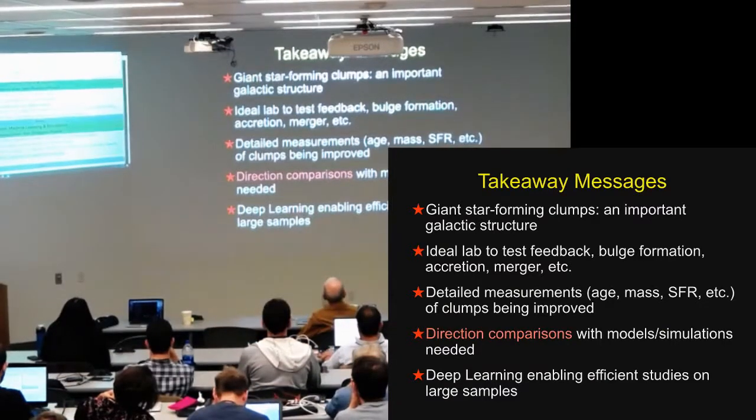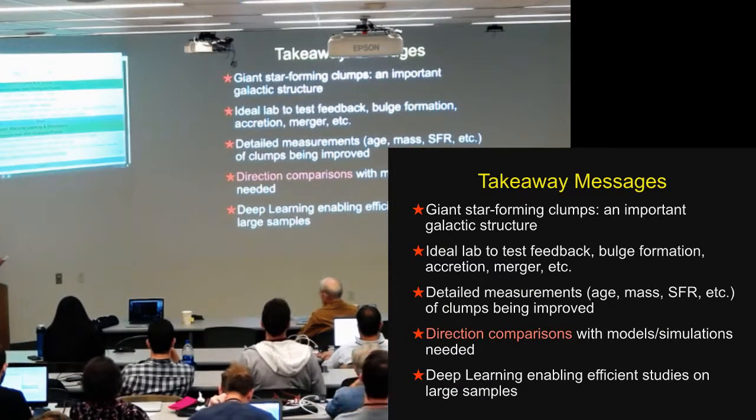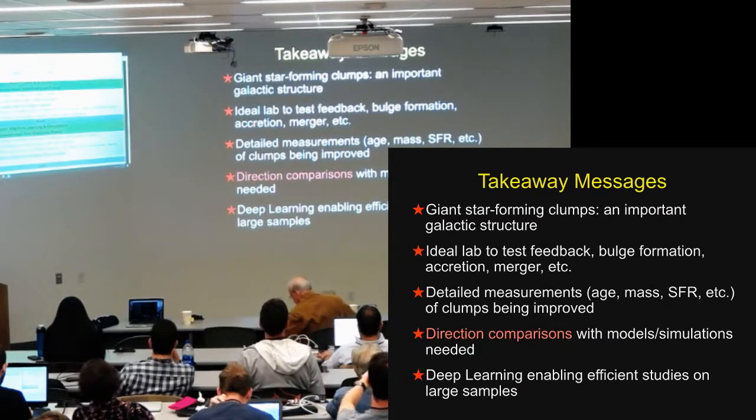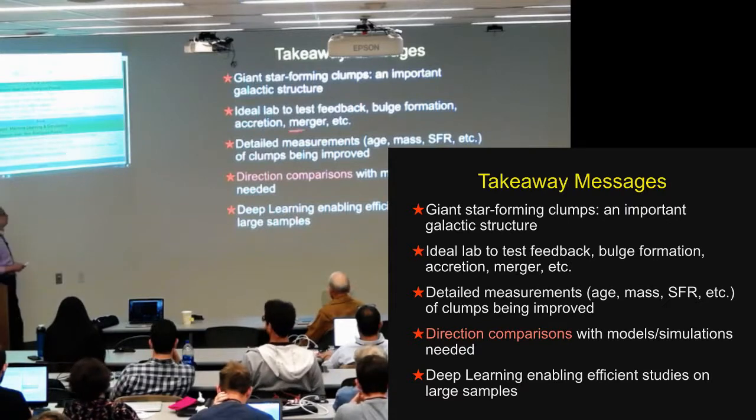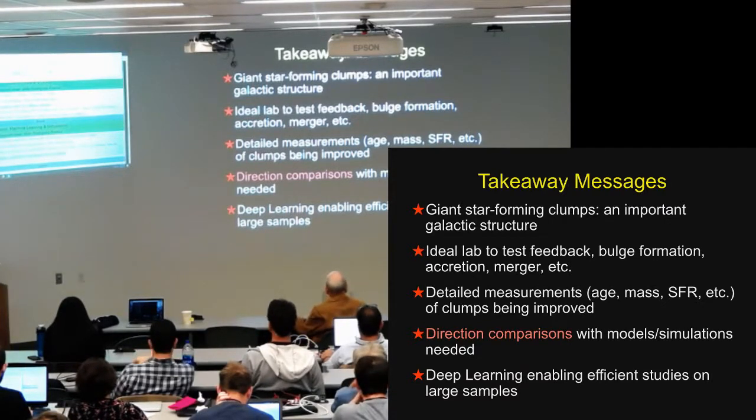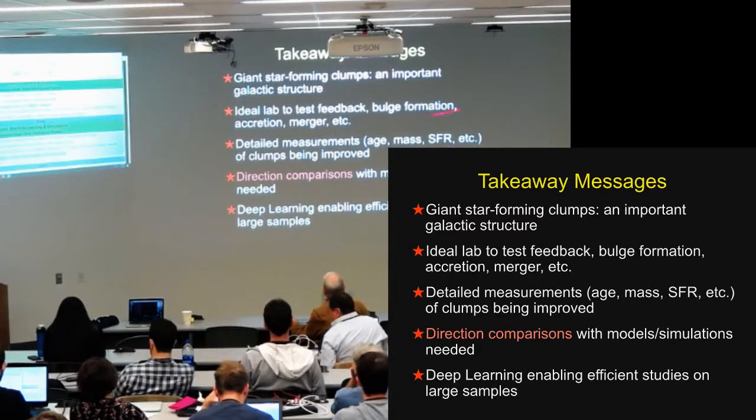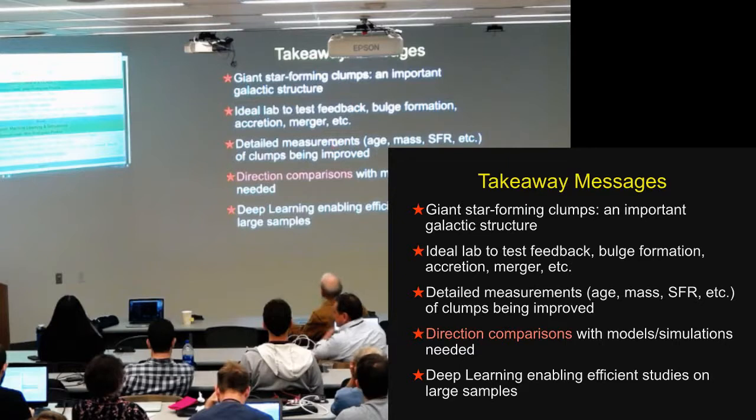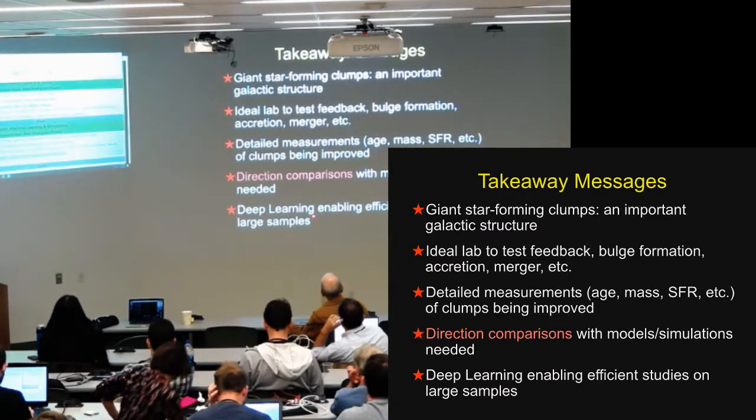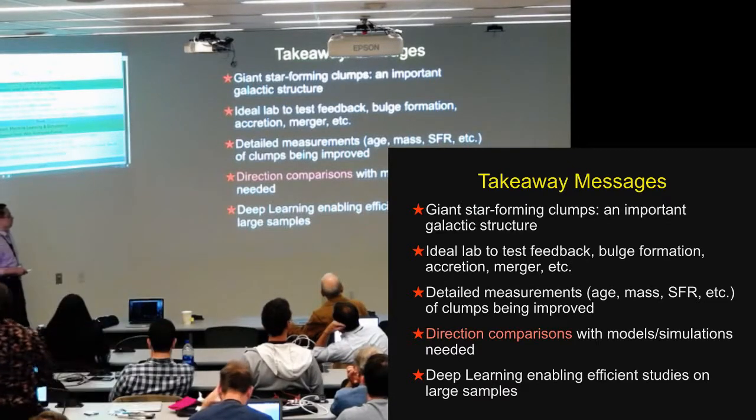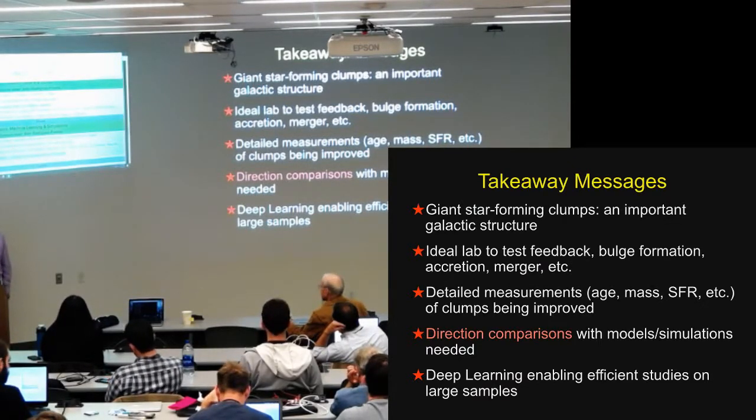Okay, I think my time is running out, so I'm leaving you the takeaway message. Giant star-forming clumps are very important and interesting. We can use them to test different feedback models. Detailed measurements of age, mass, and star formation rate of clumps are being improved because we got new data covering a wide range of wavelengths. I want to emphasize that we need direct comparison with models and simulations. And also deep learning is enabling very efficient studies on a very large sample. Okay, thank you.